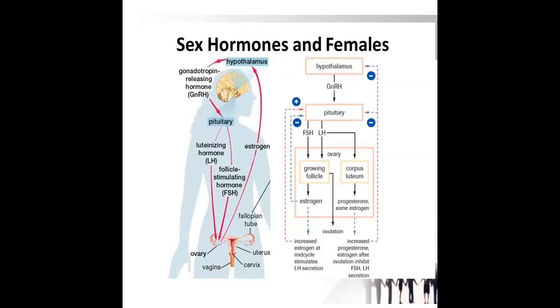On the other hand, luteinizing hormone acts upon the corpus luteum, which causes the release of progesterone and some estrogen. This progesterone and the estrogen after ovulation inhibit FSH and LH secretion. Hence, they send inhibitory signals to the hypothalamus to decrease the production of GnRH. And this is how the cycle goes on.